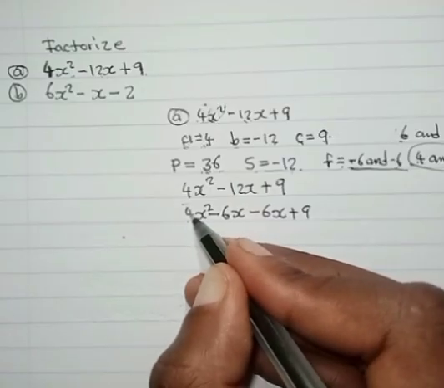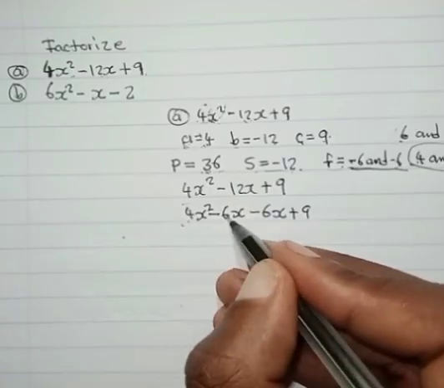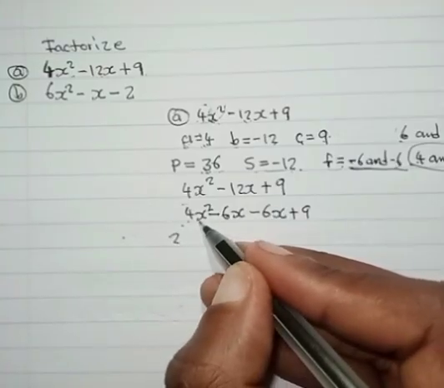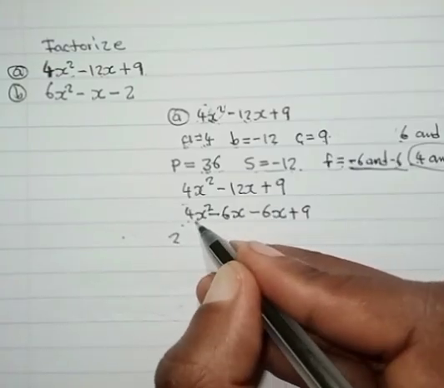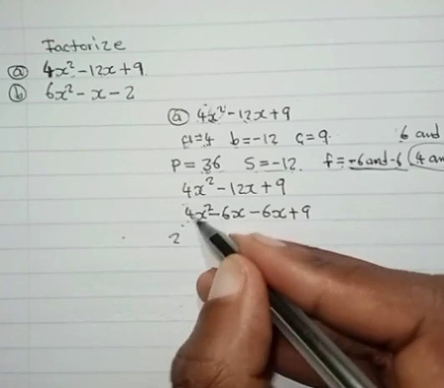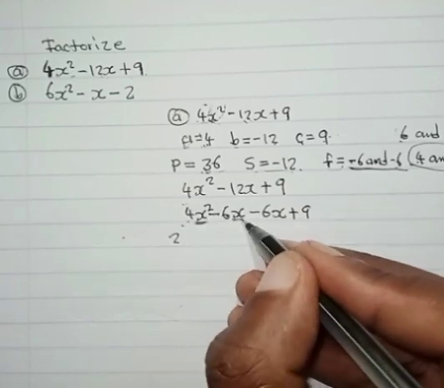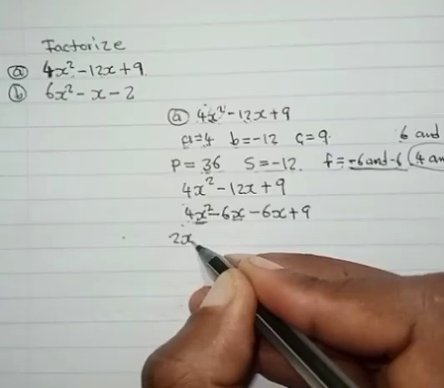2 can go into 4 without leaving a remainder. It can also go into 6. So 2 is common. What else is common? X is common because x is here. In this x squared, we have an x. Also here we have x. So x is common. So we put our x like that.